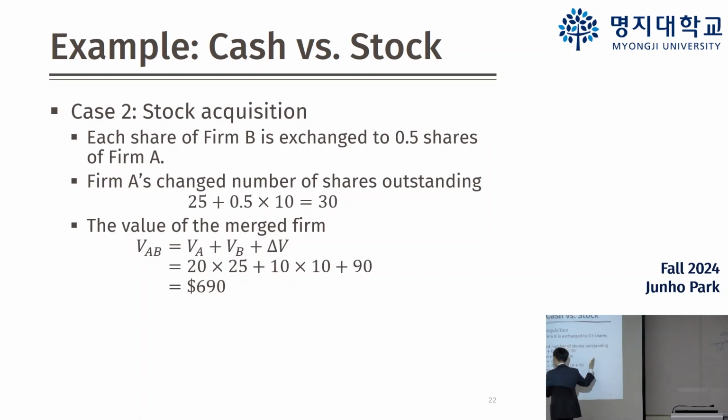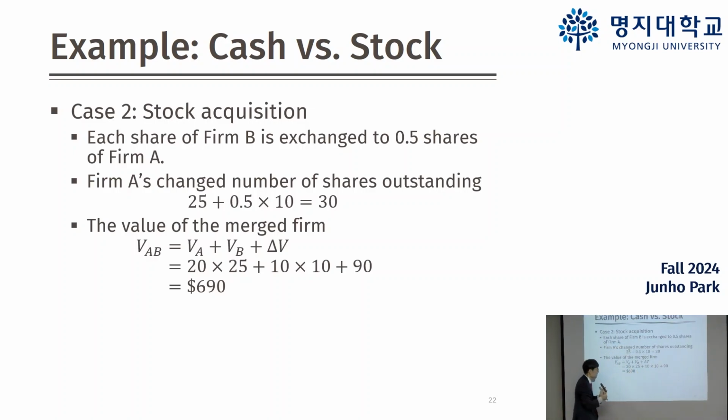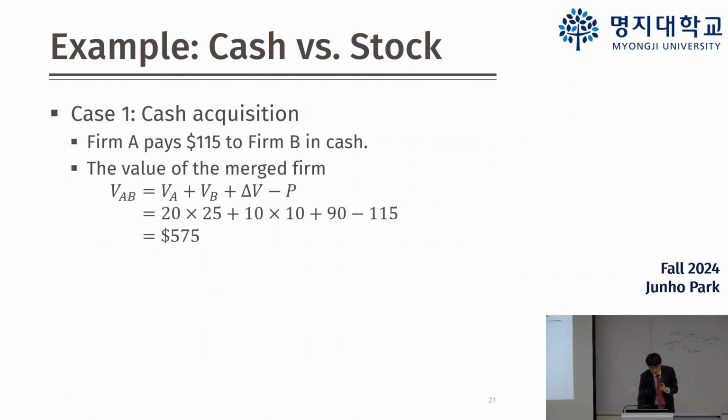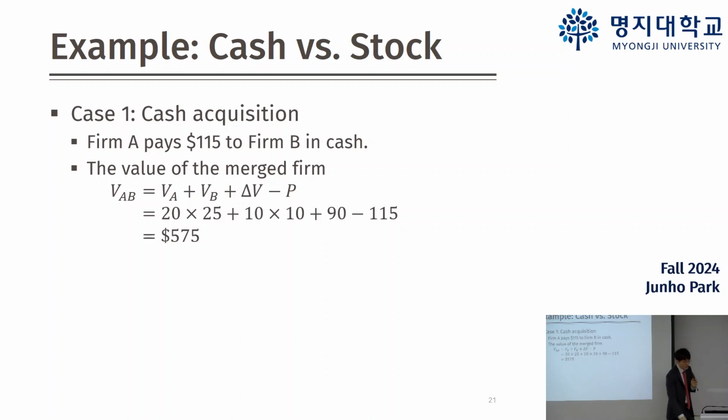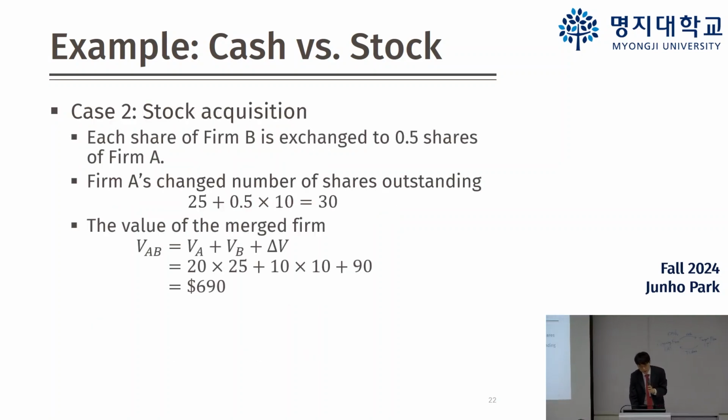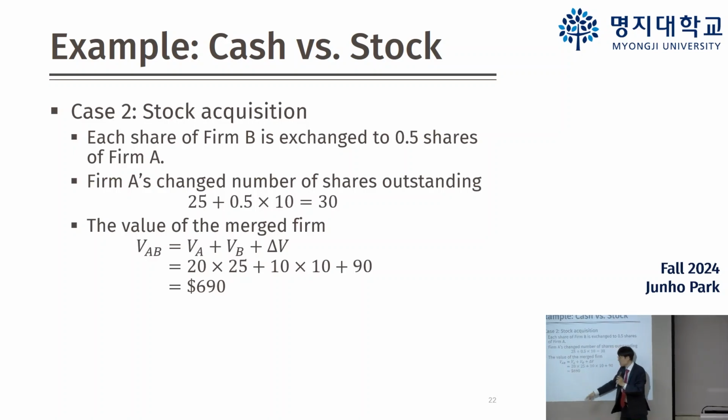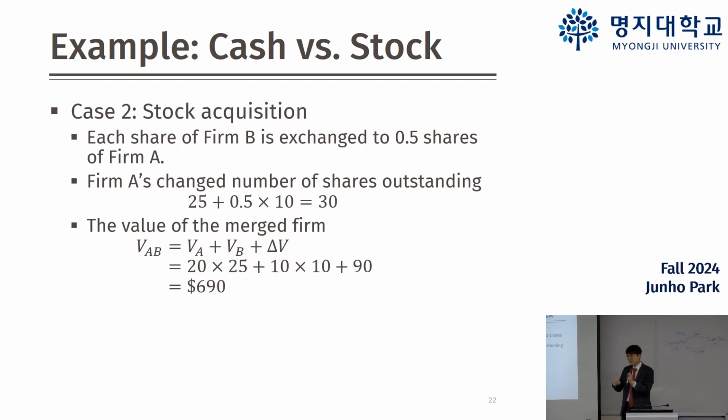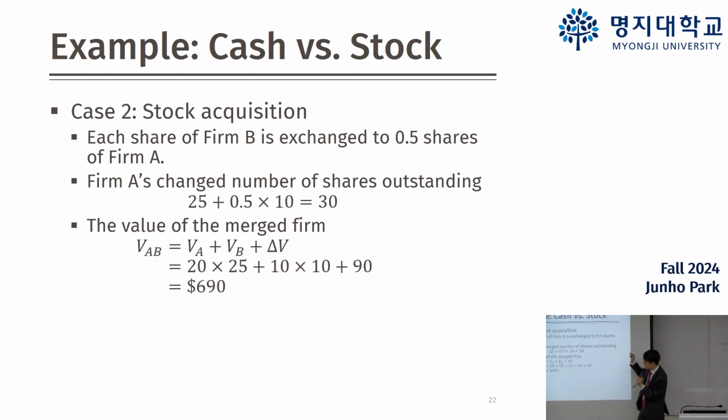So therefore, if you add these 3 numbers, the value of this merged company becomes 690, which is better than the previous case. When we have a cash acquisition, the value became 575. However, when we have a stock acquisition, the value of the company becomes 690. So it seems like it is better, but it's just seemingly so. It is seemingly higher, but fundamentally there is no difference.